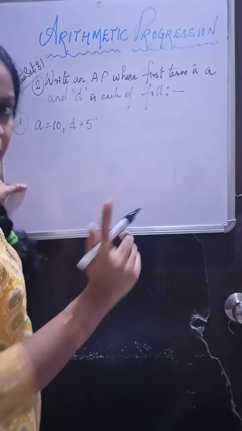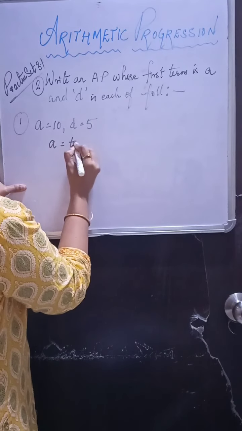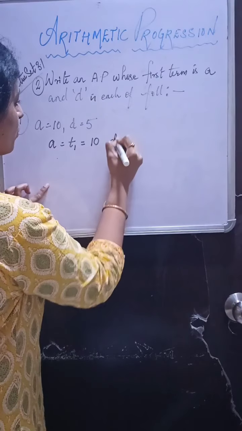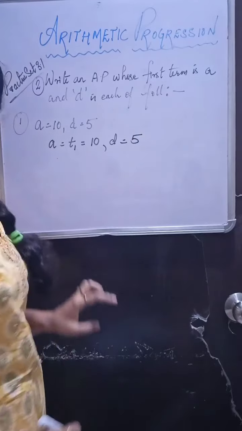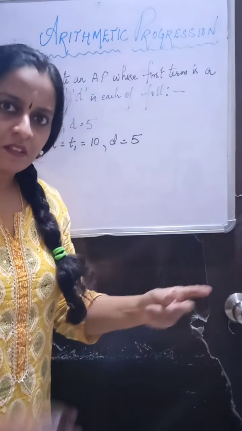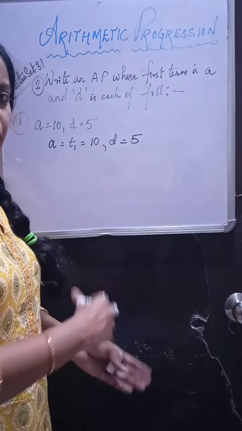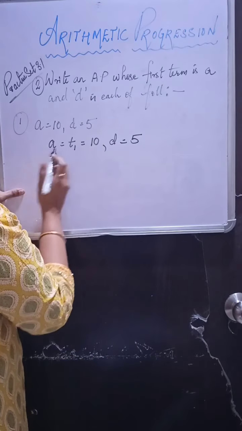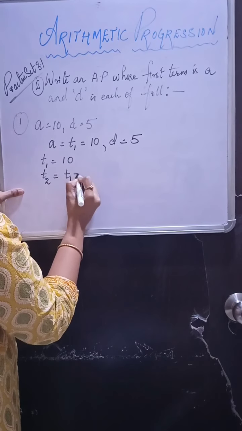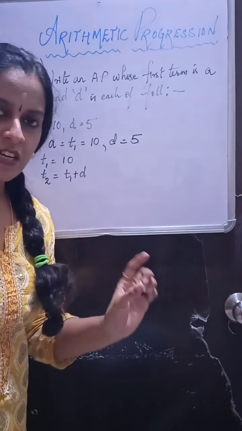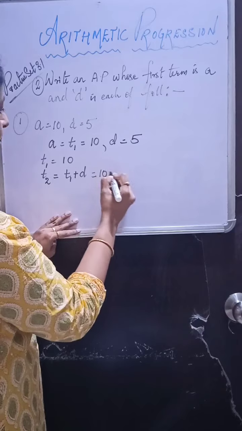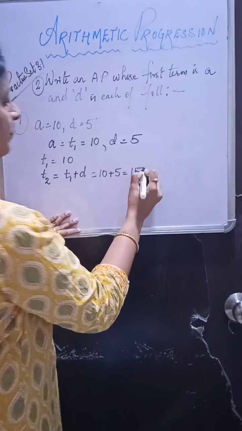So A is equal to 10 means A is T1, which is 10. First term you know and the common difference also you know. The common difference D is 5. Understood? If the first term is 10, what will be the second term? You should add that, no? Plus 5. 10 plus 5, 15. So let us write that. T1 is equal to 10. T2 will be T1 plus D. First term plus common difference D will give you T2, which is equal to 10 plus 5, 15.